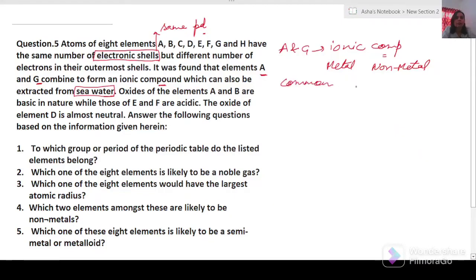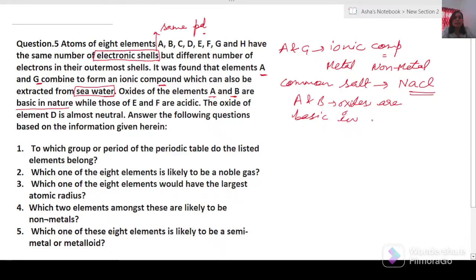If you read the question, you will find that there are many hints there. Common salt is what? NaCl. Oxides of A and B are basic in nature. So again there is one more hint: A and B oxides are basic in nature.